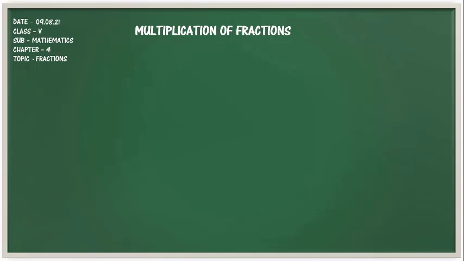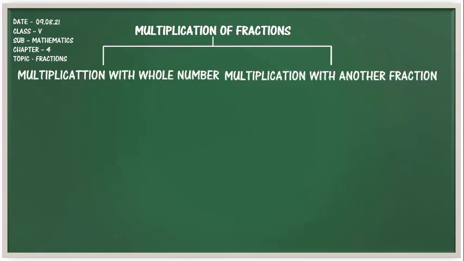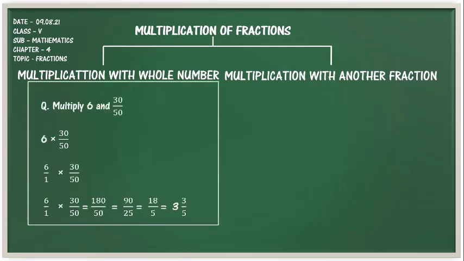While multiplying fractions, we always multiply the numerator with the numerators and denominator with the denominators. We then reduce the final answer obtained to the lowest terms. So, it can be done in two ways: multiplication of a whole number and multiplication with another fraction. For multiplication with a whole number, let's see an example.